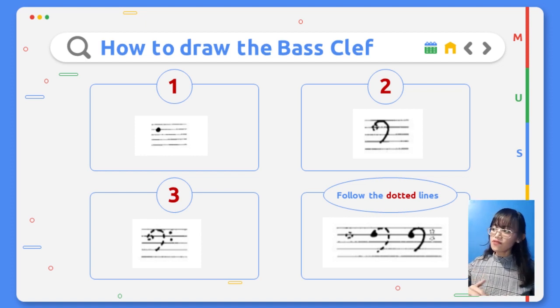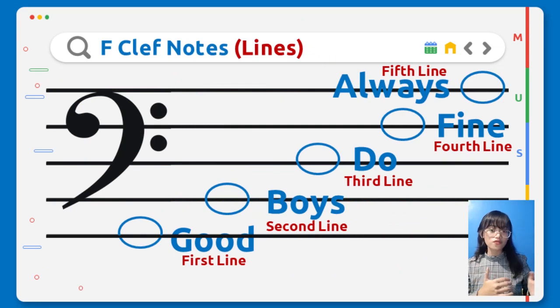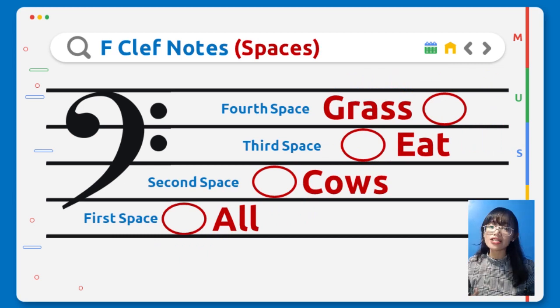Then, for the F clef lines, we have good boys do fine always. Then, for the F clef spaces, we have all cows eat grass.